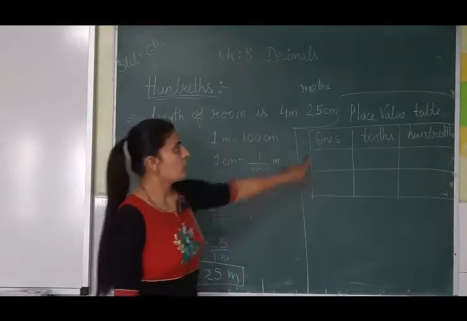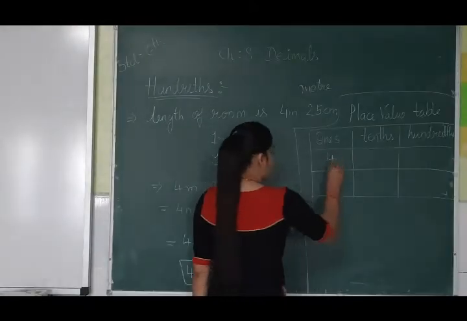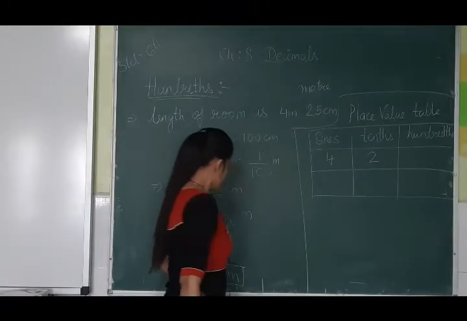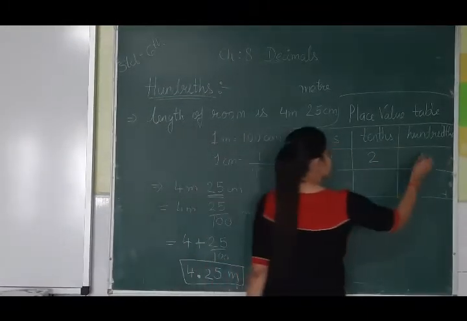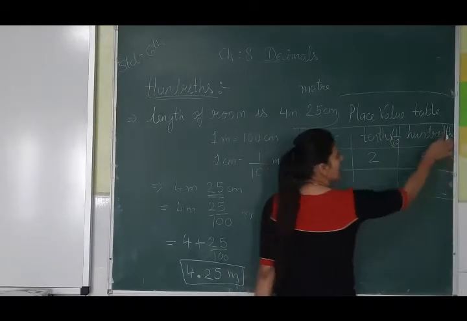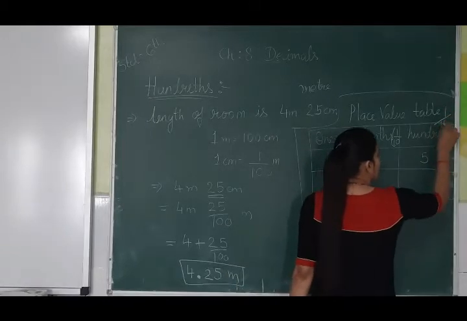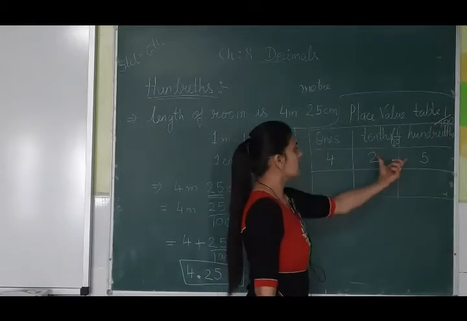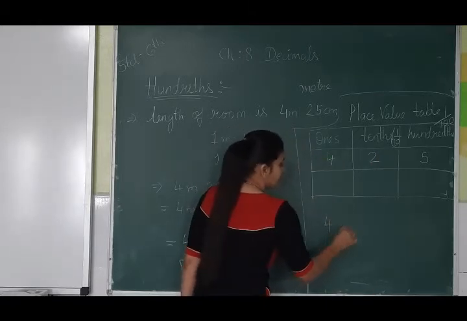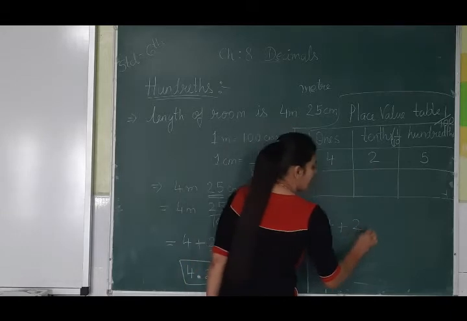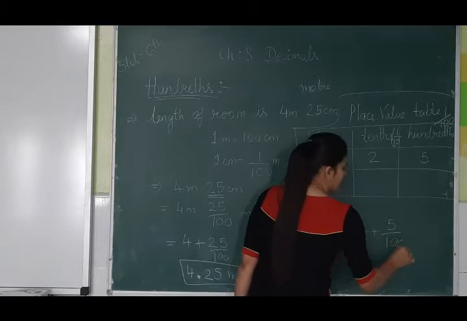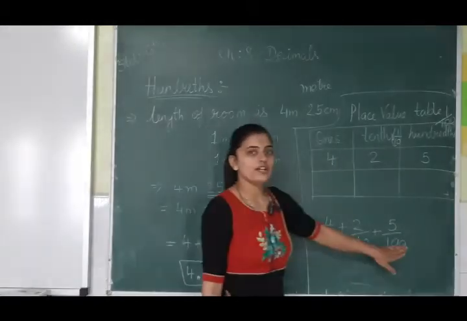4 is on the ones place, 2 is on the tens place, and 5 is on the hundreds place. So tens means 1 by 10, hundreds means 1 by 100. Now if you want to write this down in the summation form, then how can you write it? 4 plus 2 by 10 plus 5 by 100. This way you can write it in the plus form.